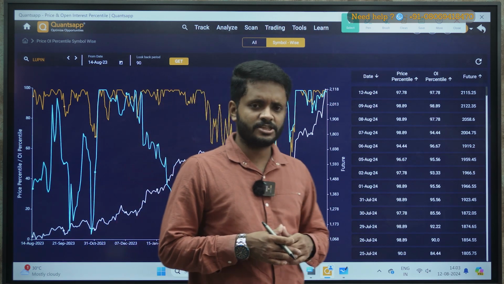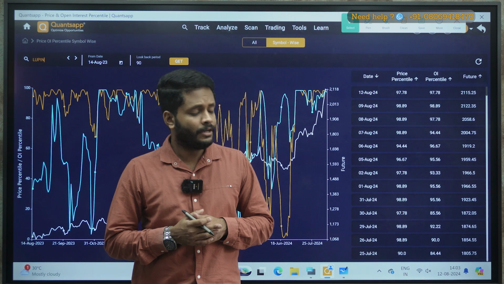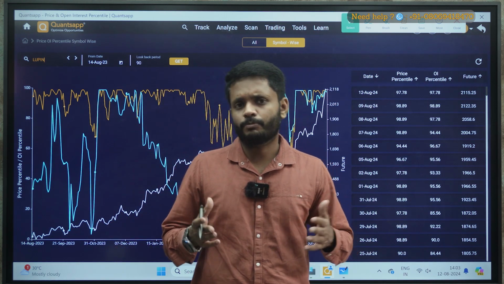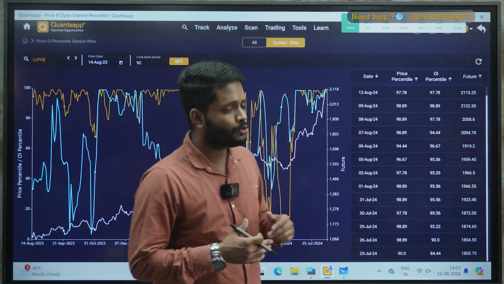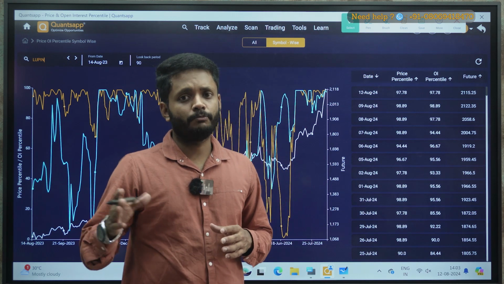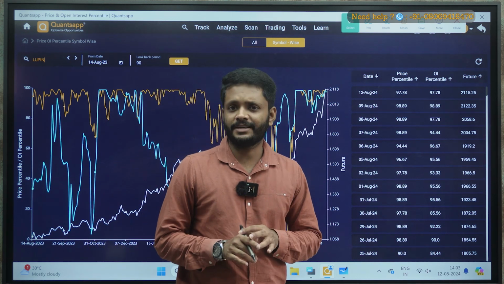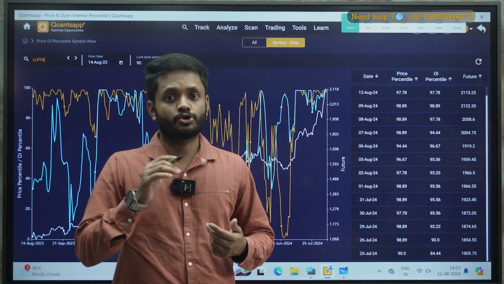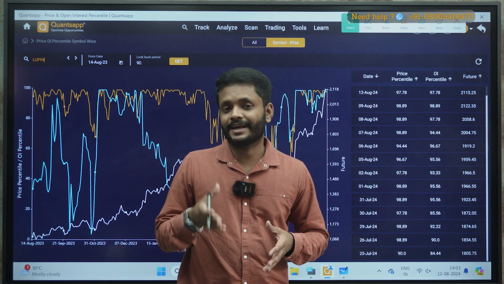So what I would suggest is, if you are using price OI percentile, which is, I would say, a proprietary tool, this will definitely help you to capture good swings. But you need to make sure that you give at least 5 minutes on a daily basis to this tool, so that you are seeing the stock at the right time.